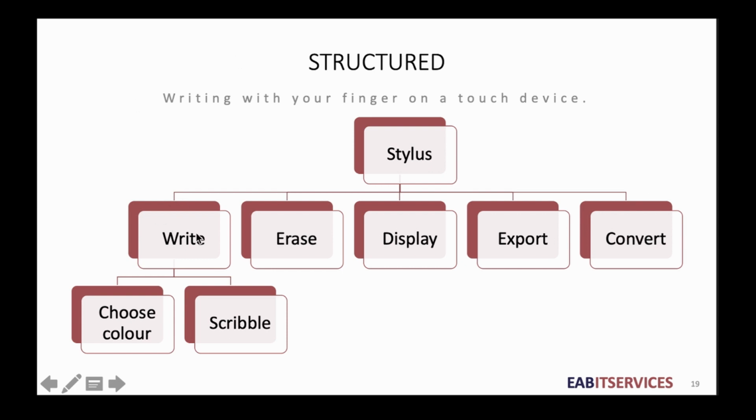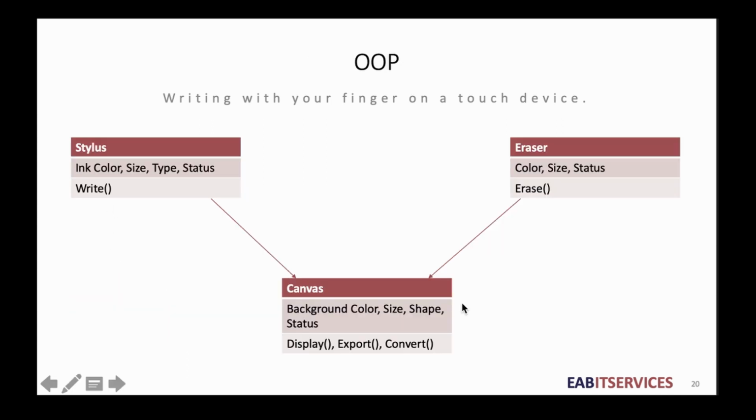And then under the write module, you have submodules or units. Here we have choose color, then scribble. When you get to the object-oriented method, you identify the various objects within that problem. So the first thing you identify is the stylus, the writing tool that you are going to use to allow your finger to write on the device.